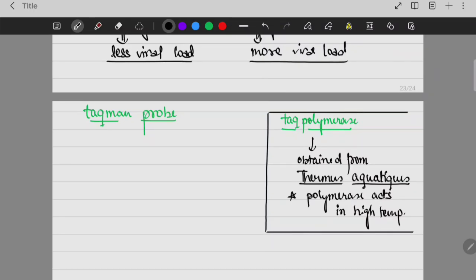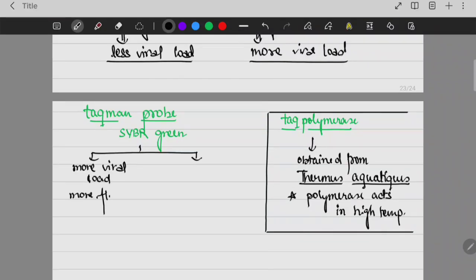So as I was explaining here, the TaqMan probe or the SYBR Green. Now this is a type of fluorescent material in which the fluorescence amount is calculated. With the help of this fluorescence amount, we can detect the amount of viral load or any kind of viral content present. So if I write here, more viral load means more fluorescence, and less viral load, less fluorescence.